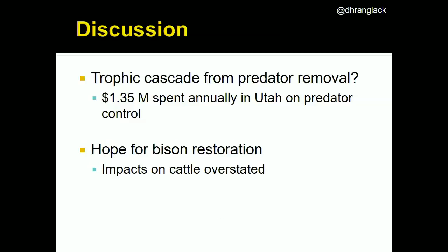And just as a point of discussion, it's possible that we're seeing a trophic cascade from predator removal. Utah spends $1.35 million annually on predator control, and the Henry Mountains are targeted quite heavily as part of that. So if we have an unnaturally low coyote population, that would lead to a high lagomorph abundance and thus their major impact on the grass.